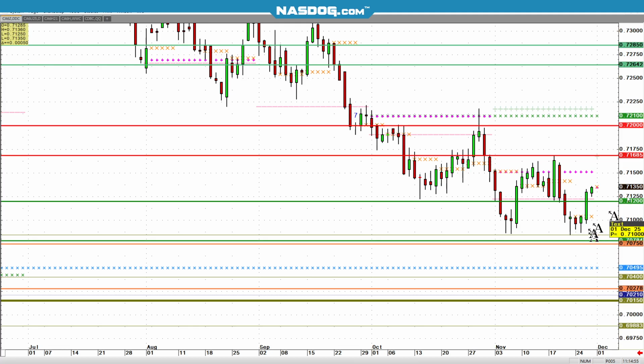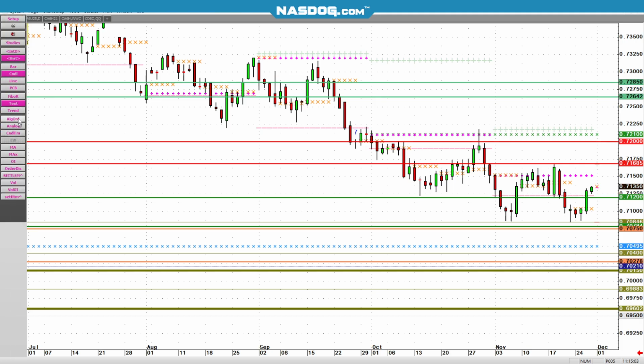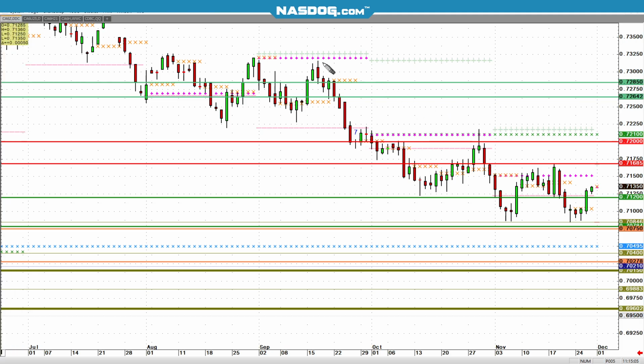So this is the Canadian dollar. Now you could have some kind of things here. Trend lines, trend line here. See here, do you want a trend line here? This would be going forward.